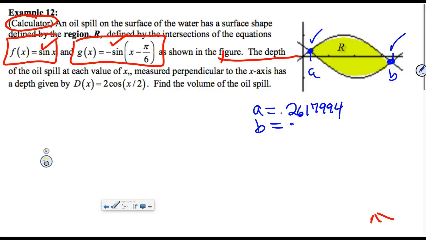3.4034. Did anyone get it to more decimal places? I'd like it to be more accurate. 3. All right.